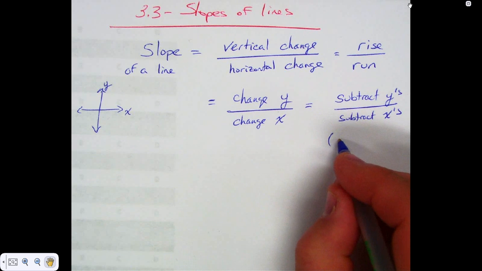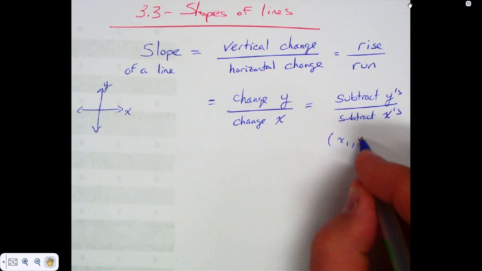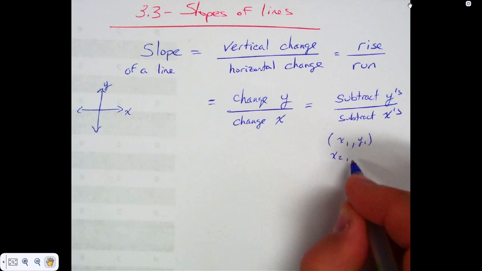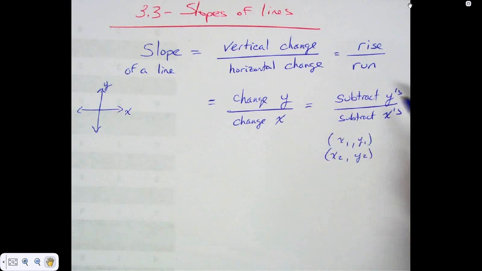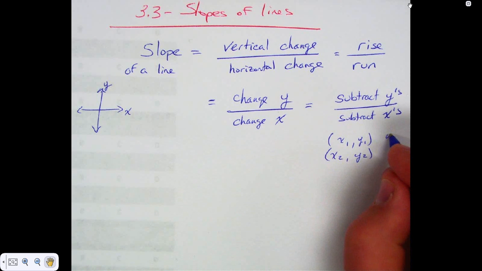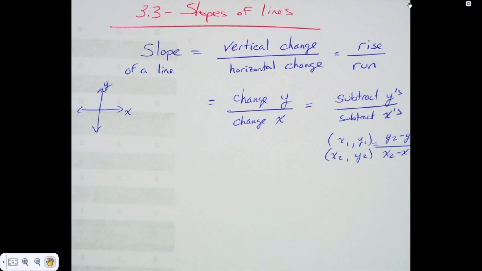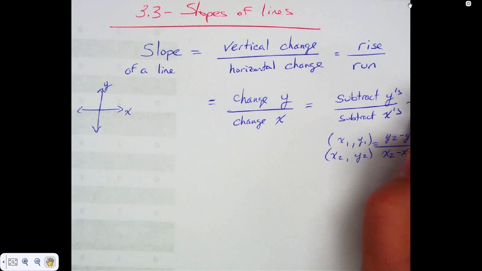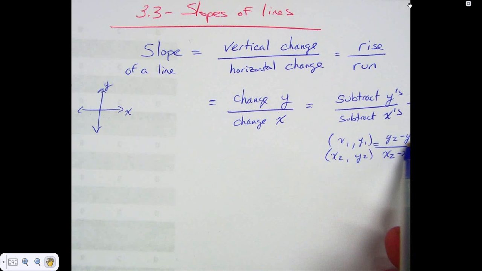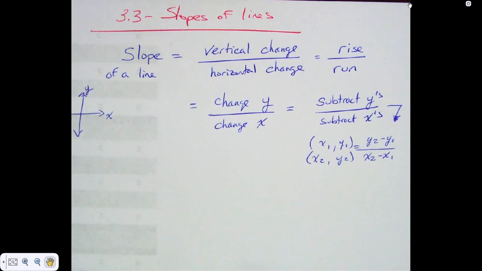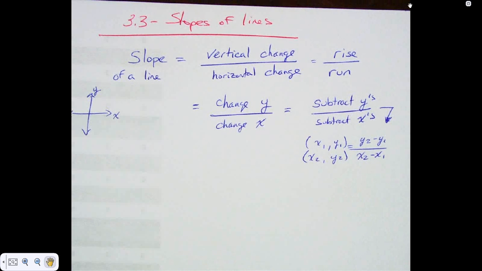This is, of course, when you have 2 points, x1, comma, y1, and x2, comma, y2. But you can think of it like this. Subtract your y's or subtract your x's. I think the formula that you guys have always seen is y2 minus y1 over x2 minus x1. But it's simply subtracting your y coordinates over subtracting your x coordinates. That's simple. That's what slope is. Vertical change over horizontal change.